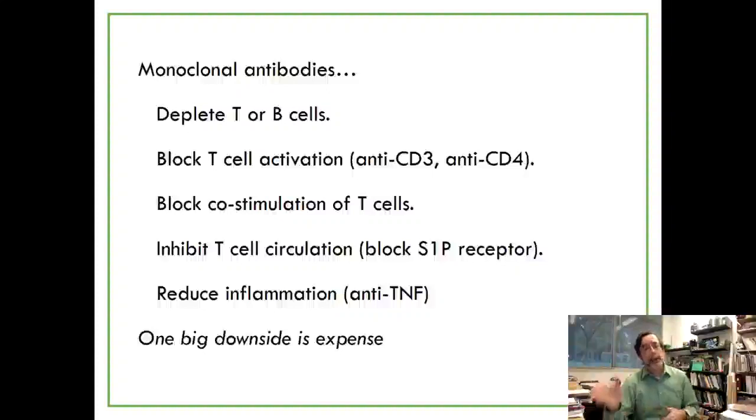Now, monoclonal antibody can also specifically bind to and deplete a T cell or a B cell. It can block activation. If you have an anti-CD3 antibody, it will block all T cells, and the anti-CD4 will block only helper T cells. Or you can block a co-stimulatory. The T cell activation, there could be other co-stimulators that could be like that. And you can do certain things like there's a receptor, I'm not even going to say its name because we haven't mentioned it before, but it can inhibit the circulation. Basically, if you have a molecule that does something specific, an antibody can specifically block it.